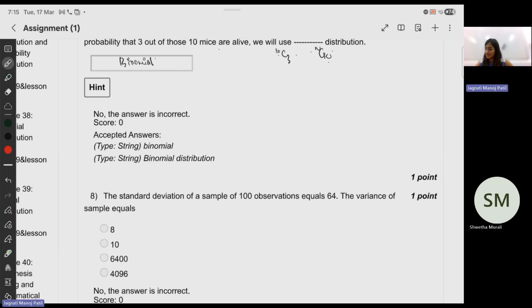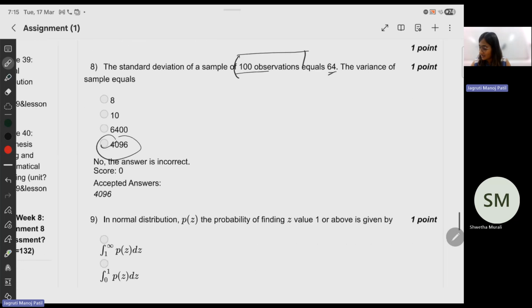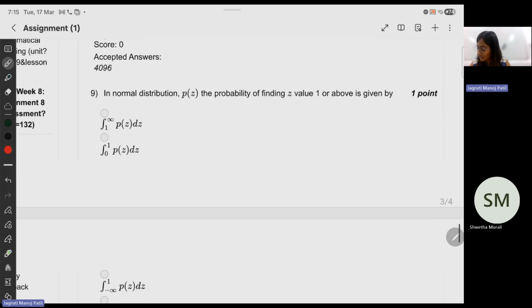So 4096. Yes. So always don't get into the extra numbers that are given to you. Just follow what you know. So here it's directly the square of it. 100 has nothing to do in this case. Okay. What other options do we have?